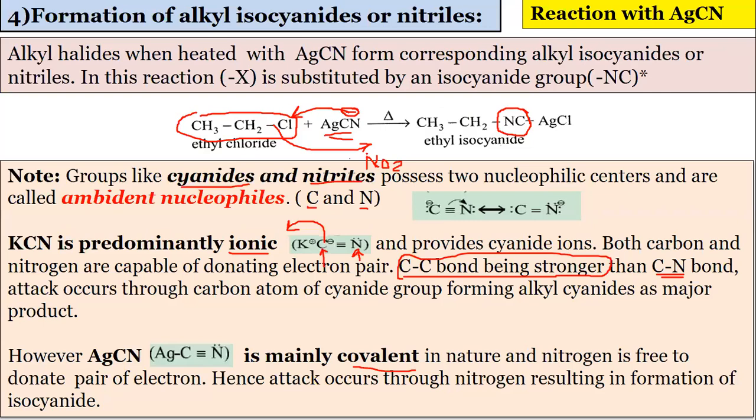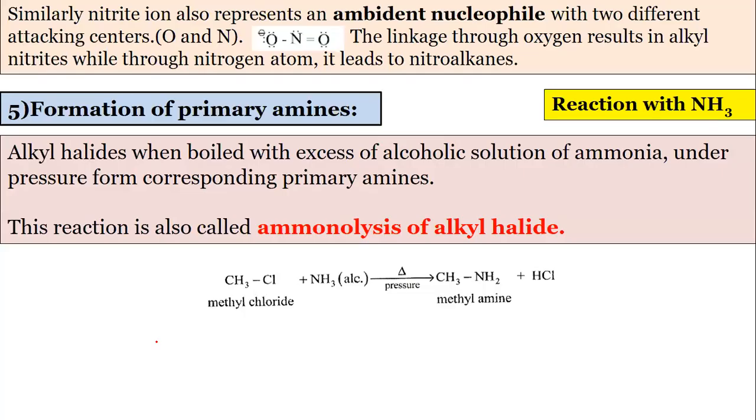And in AgCN, why do you get the isocyanide? The reason is given here. The carbon-carbon bond is stronger, so attack takes place through this carbon, and we get the major product as an alkyl cyanide. And in case of AgCN, what happens? It is covalent in nature, so nitrogen is free to attack. Attack takes place with nitrogen, and we get the product isocyanide. This is the change.